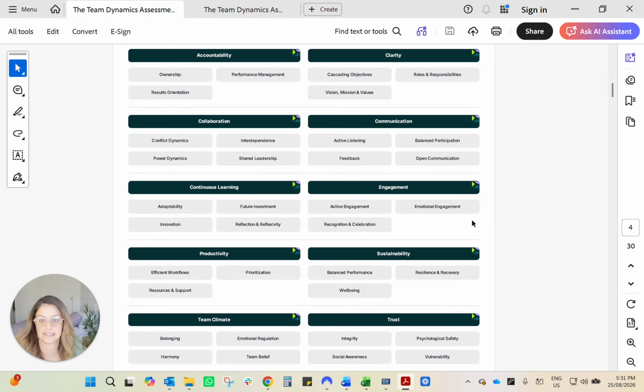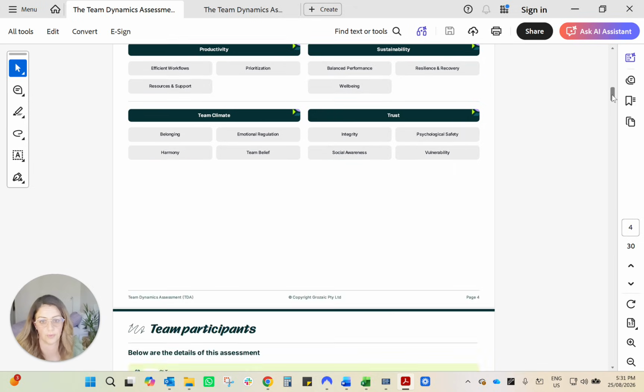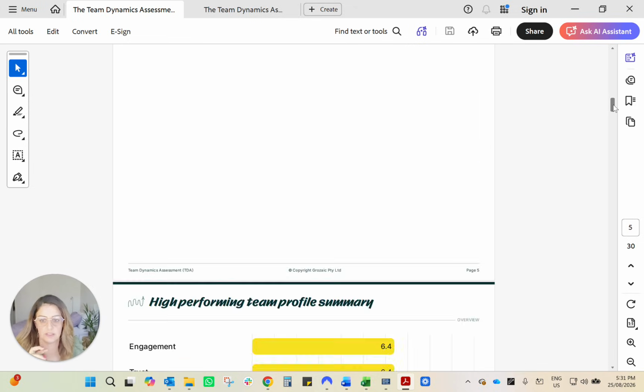So just to give you an idea, some of the elephants that you may have seen me talking about more recently in some of our videos: conflict dynamics, power dynamics, are we prioritizing effectively as a team? Do we have strong team belief? Are we emotionally regulated or dysregulated? Things that are really common to see in high pressure, high stress environments and with high performance teams. So that just gives you a quick overview of what we're measuring in the report. Of course, this is anonymized.